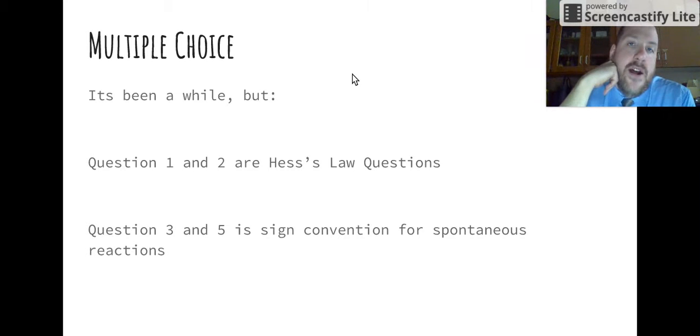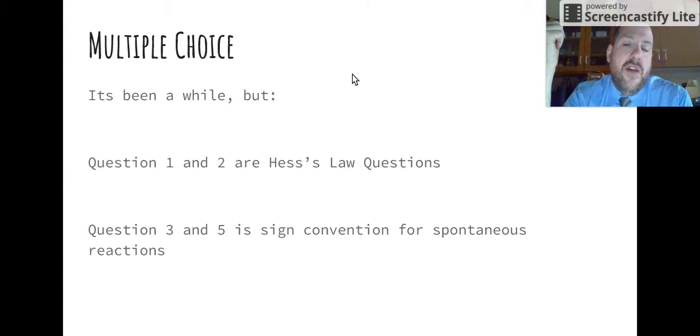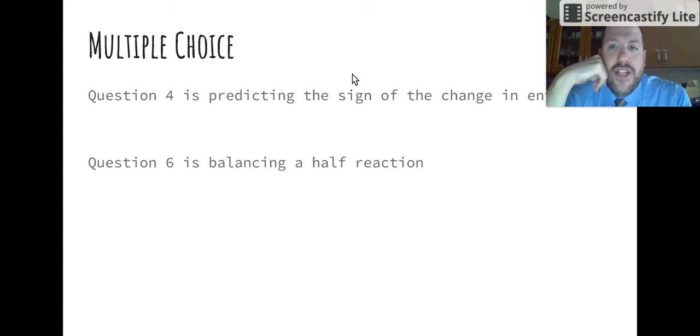And then there's a couple of multiple choice questions about the sign convention for spontaneous processes. And so meaning if the delta H is positive and the delta S is negative, what happens? Is the reaction spontaneous or vice versa? Like whatever it is. So that's what's going to happen for those.